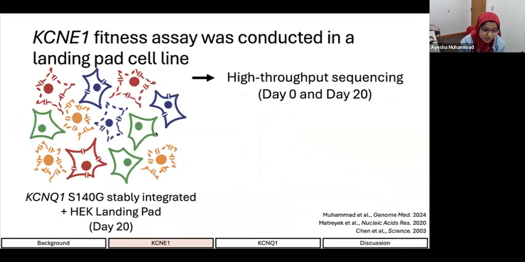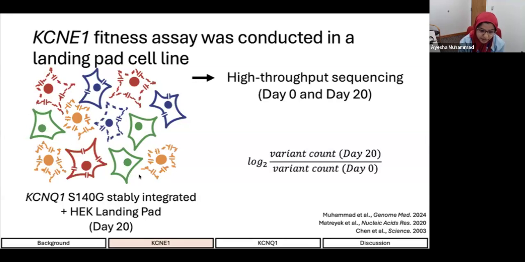Our hypothesis was that variants that had functional IKs channel complex would be depleted from the cell pool, and variants that did not have functional IKs complex would not be depleted from the cell pool. So at day 20, we did another high throughput sequencing experiment, and then took a log2 ratio of the variant counts at the 2 days to come up with our functional scores.